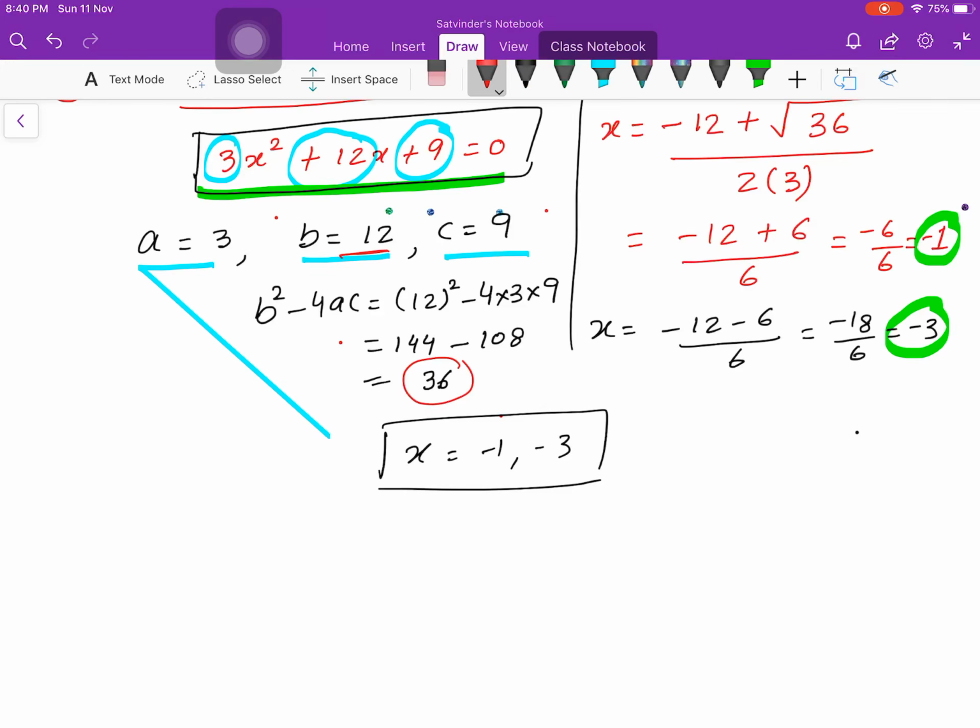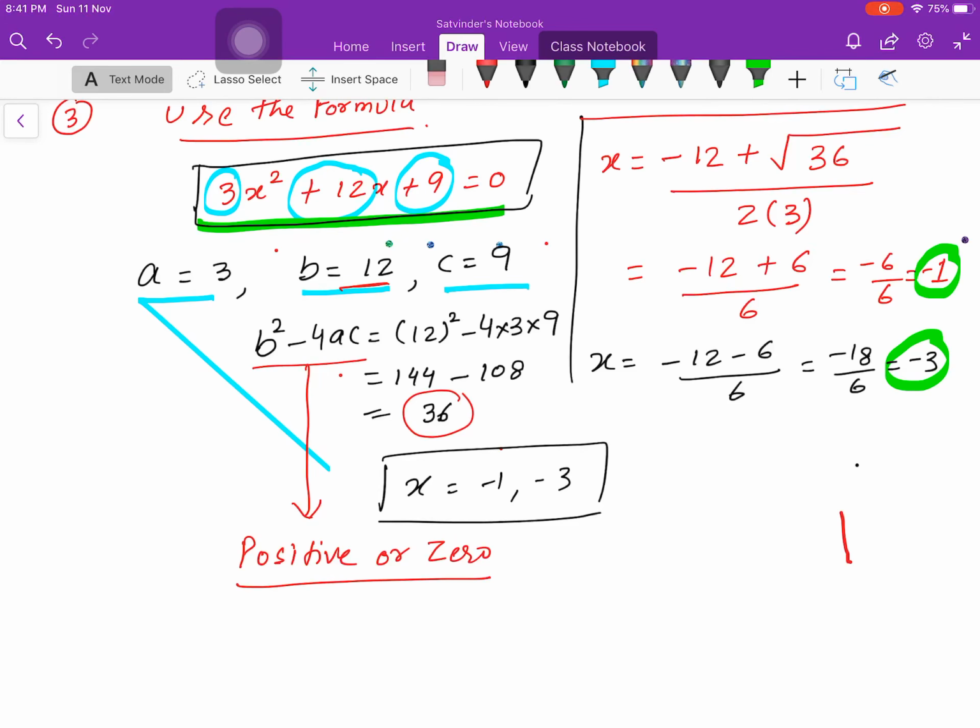Number one, first of all, be sure that this answer 36, b square minus 4ac, is positive or 0. Because if it is negative, when you substitute it in the square root, the square root of a negative number is not a real number. So we cannot find a real number for a negative square root. So don't solve that question. Just leave it and write down no solution.